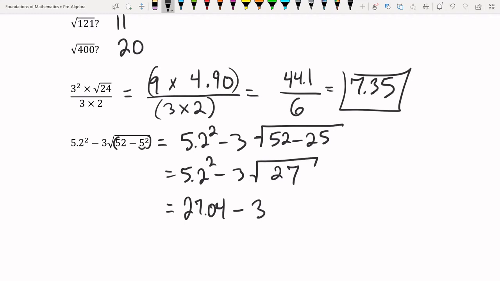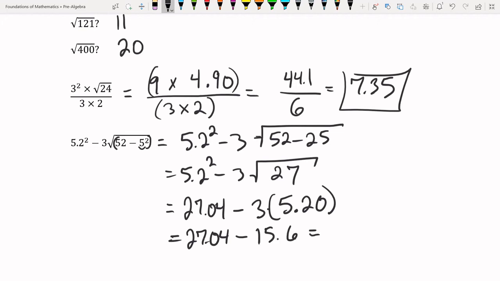I'm going to round this to 2 places again, which is right around 5.20. Now we do multiplication and division next. Negative 3 times 5.20 is going to be negative, and 3 times 5.20 is 15.6. And finally, 27.04 minus 15.6 gives us 11.44.